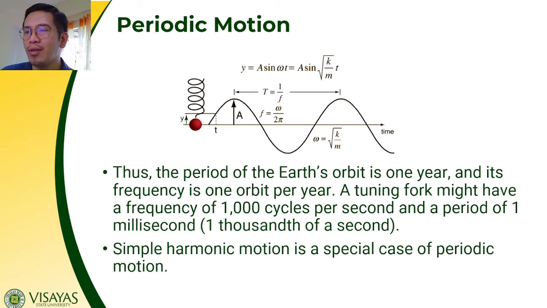On the same logic, a tuning fork might have a frequency of 1,000 cycles per second, and the inverse of frequency is period, which is 1 millisecond or 1/1,000 of a second. One example or special case of periodic motion is the simple harmonic motion.